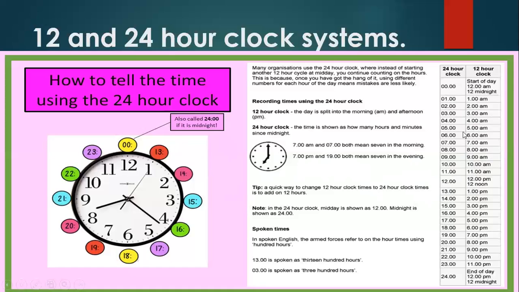So the first thing I'll check as far as this topic is concerned, and all of you, is to draw this table. And I'm giving you instructions how this table should look like. You just write time, you write 12 and 24-hour clock systems, and then you come here and write 24-hour clock system and 12-hour clock system.